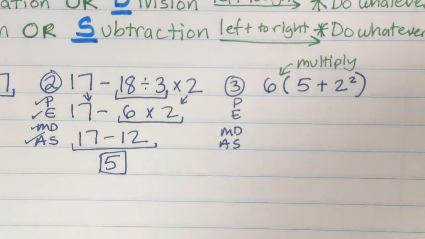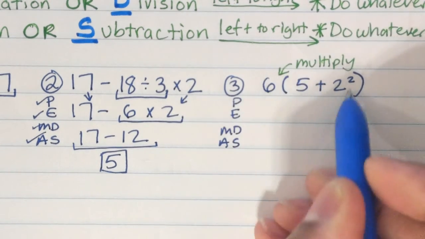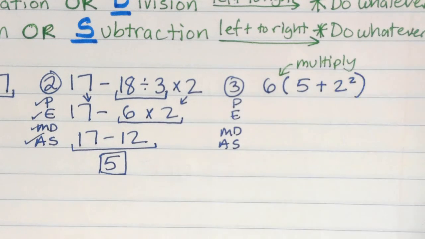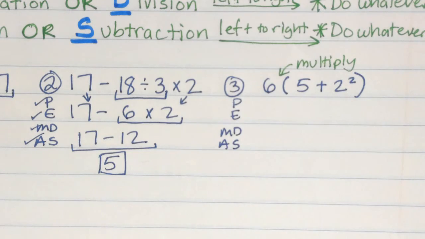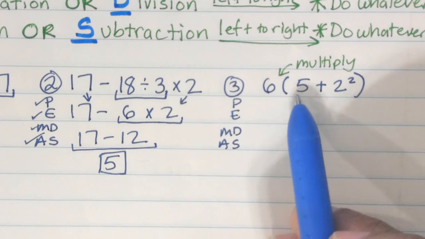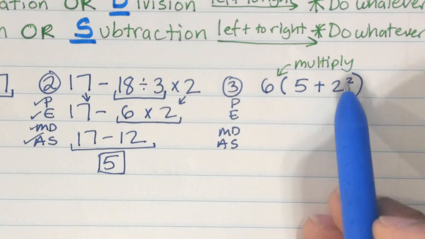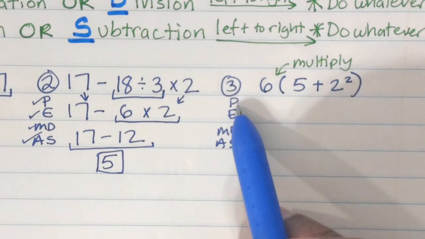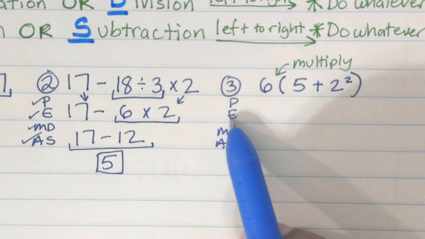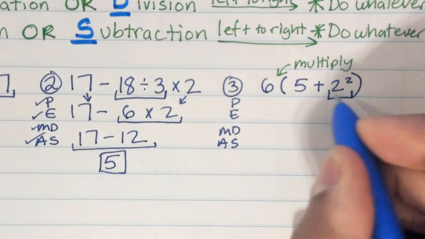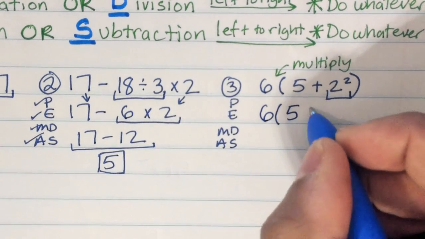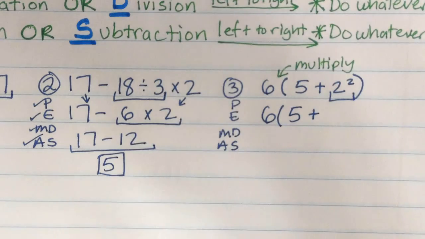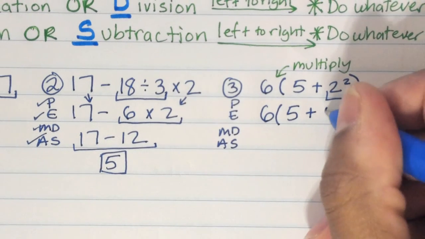All right, so let's go through it. Parentheses, yes, we got a set of parentheses here. But notice we got a lot going on in that parentheses. We have adding and an exponent. Anytime you get more than one operation inside your parentheses, follow order of operations. I have an exponent and addition. If I look at order of operations, exponents comes first. So I am going to solve this exponent first. 2 to the power of 2 means 2 times itself 2 times. So 2 times 2, which gets me 4.